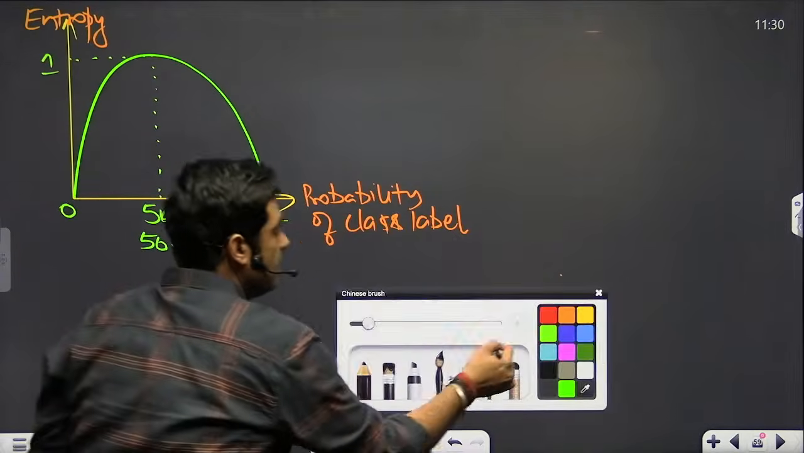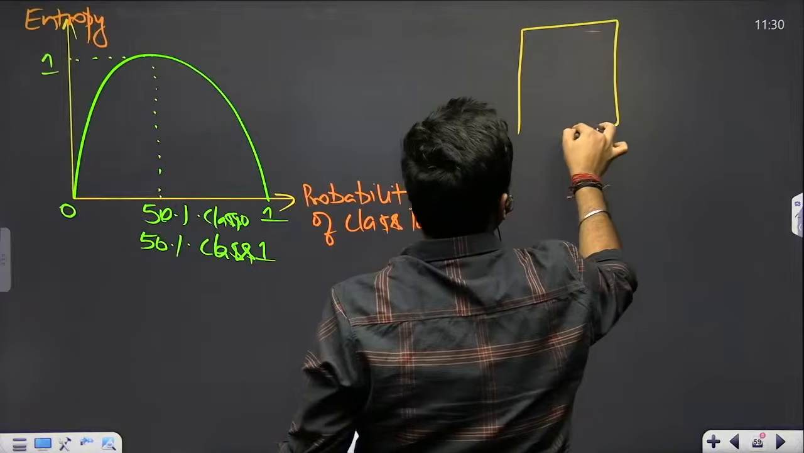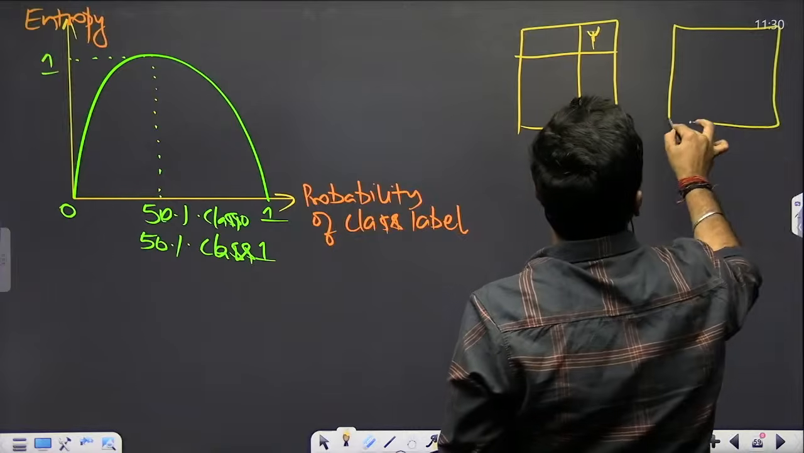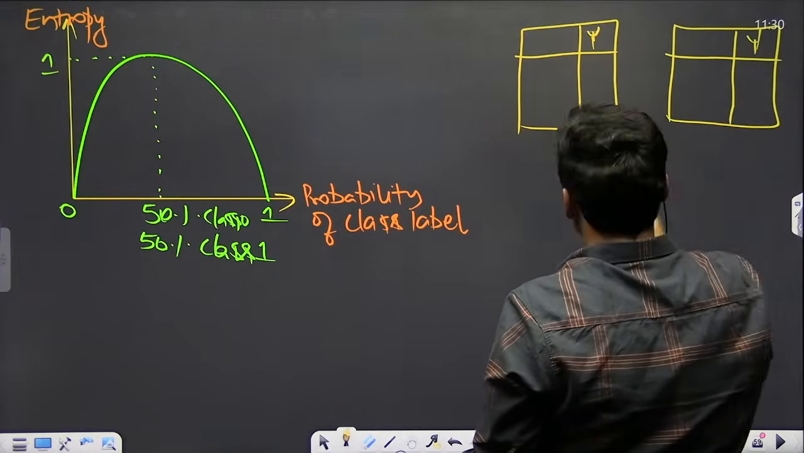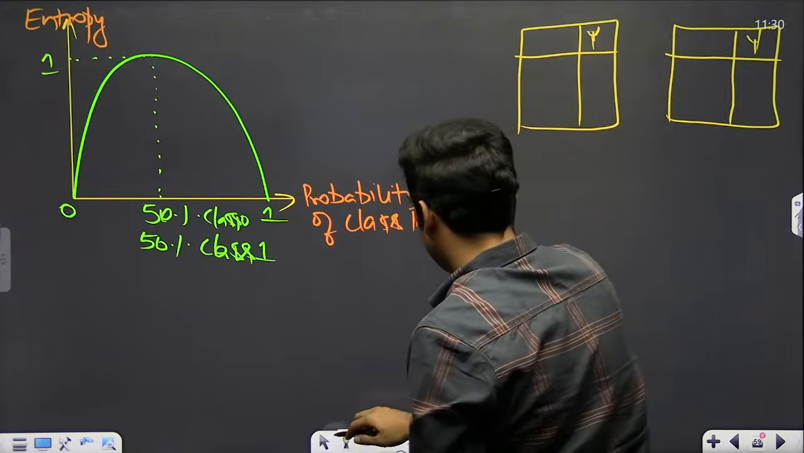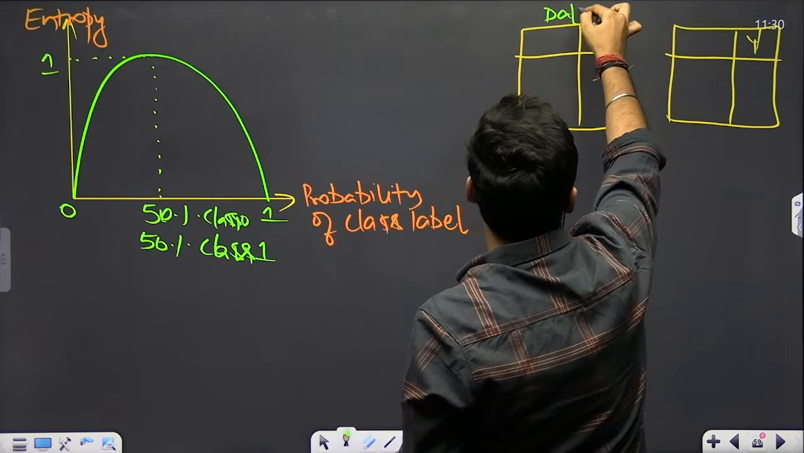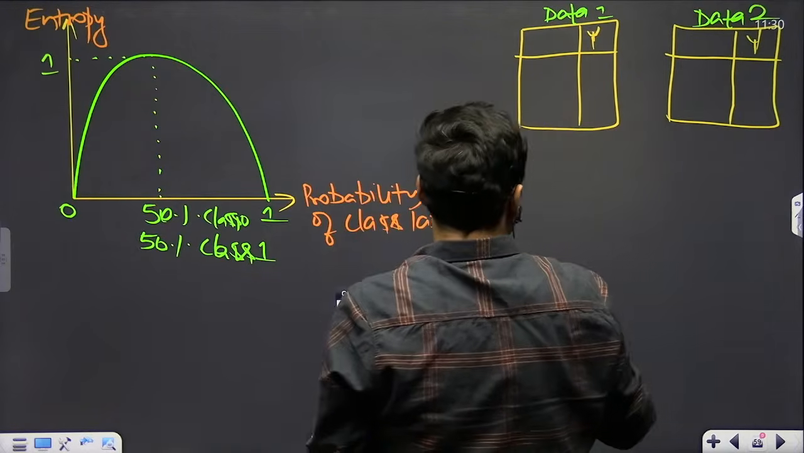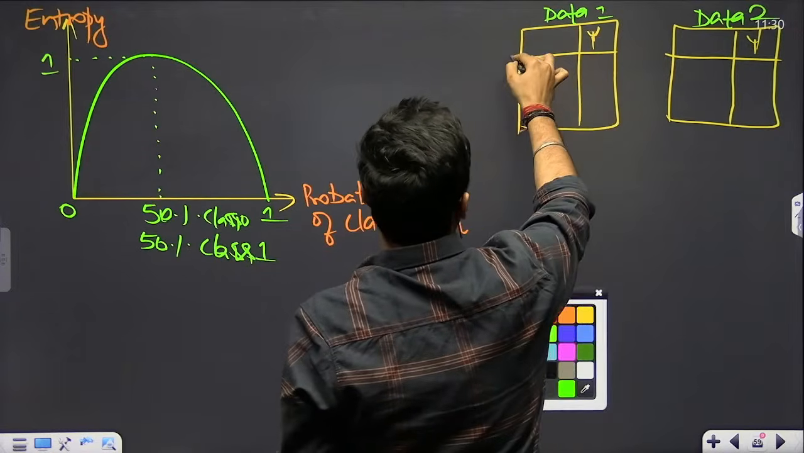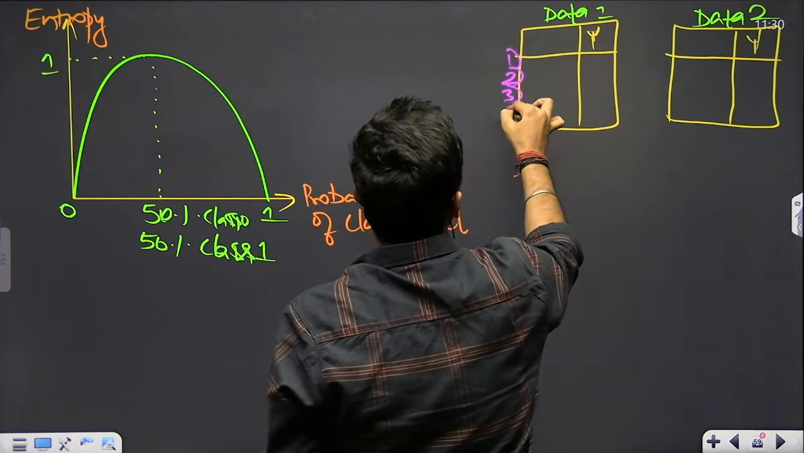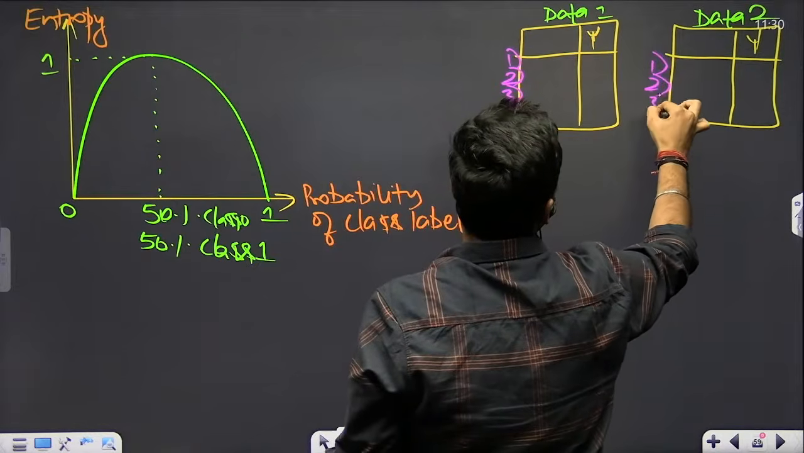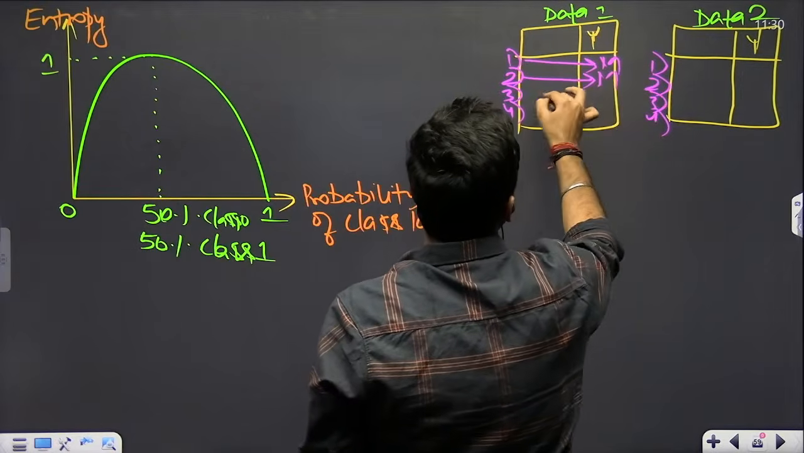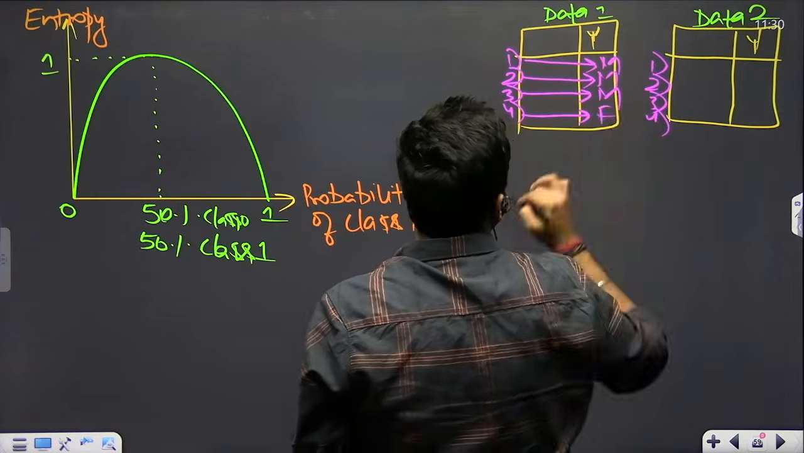For example, I have two data sets. This is the target variable y, and this is the target variable y for the second data set. So this is data 1 and this is data 2. For example, we have 4 samples in both data sets. For data 1, sample 1, the class label is male. Sample 2, male. Sample 3, male. Sample 4, female.